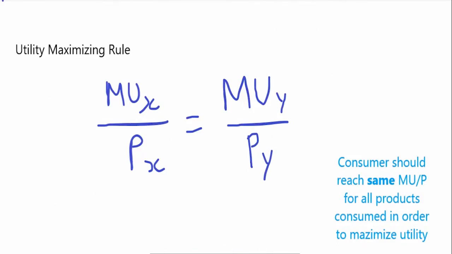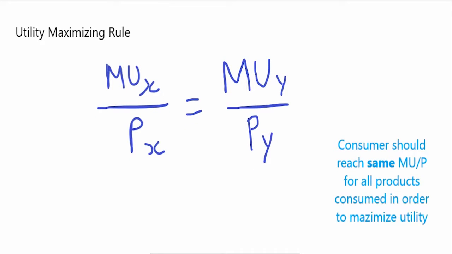So let's take a look at the utility maximizing rule before we move on to our chart. This is straightforward. It's just the marginal utility per dollar of good X is equal to the marginal utility per dollar of good Y. So essentially what you should take away from the utility maximizing rule is that consumers should reach the same marginal utility per dollar for all products consumed in order to maximize utility. So you just want to get the same marginal utility per dollar of that product for every single product that you consume.